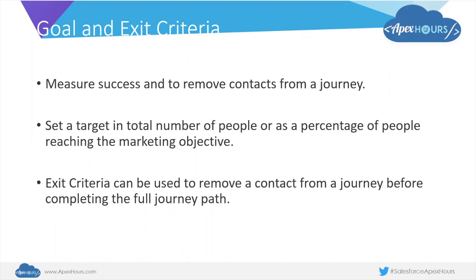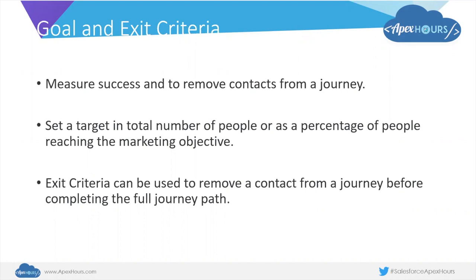And using a goal, we can set some target, as in the total number of people that should reach the target. It can also be a percentage of people that should reach the marketing objective. So you would set some goal criteria, and you would also set some configuration there so that when the contact reaches that goal, they can exit the journey.